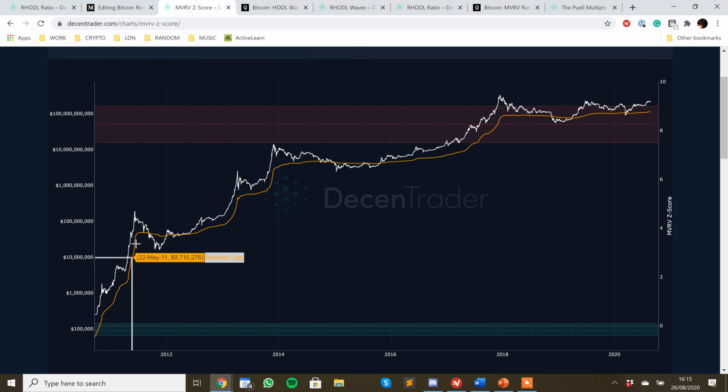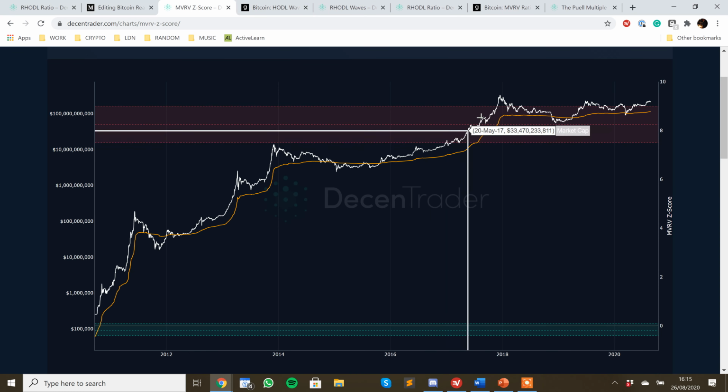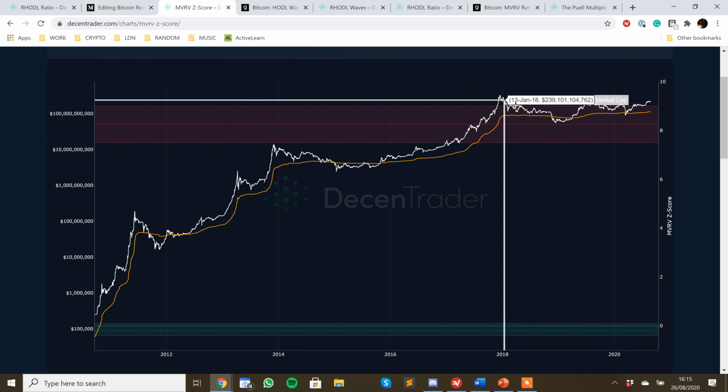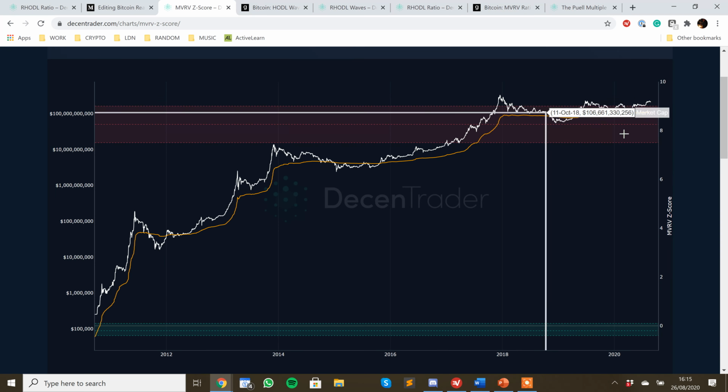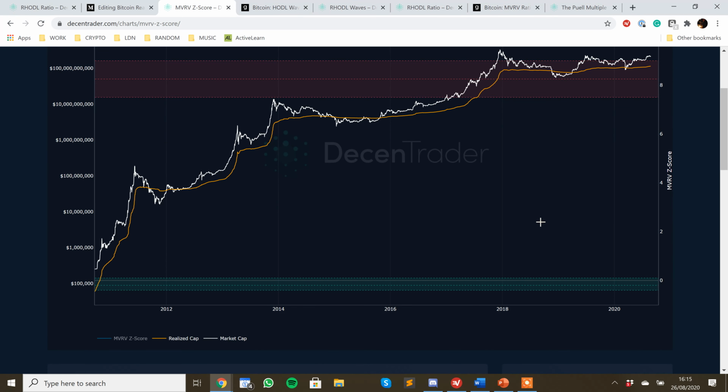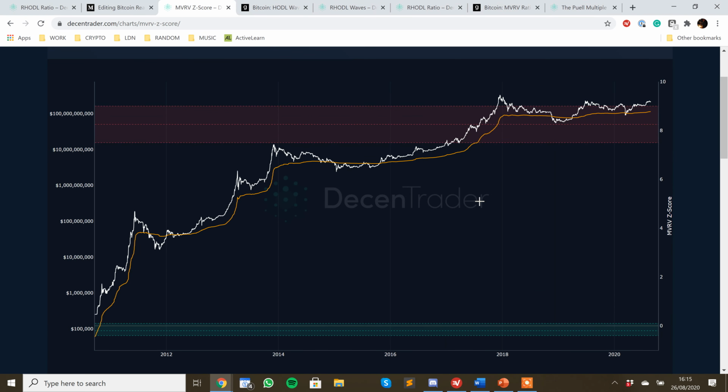And that's why you see this nice smooth line for realized cap versus the more erratic market cap, which is including current price all the time. So that's a really important distinction to understand.